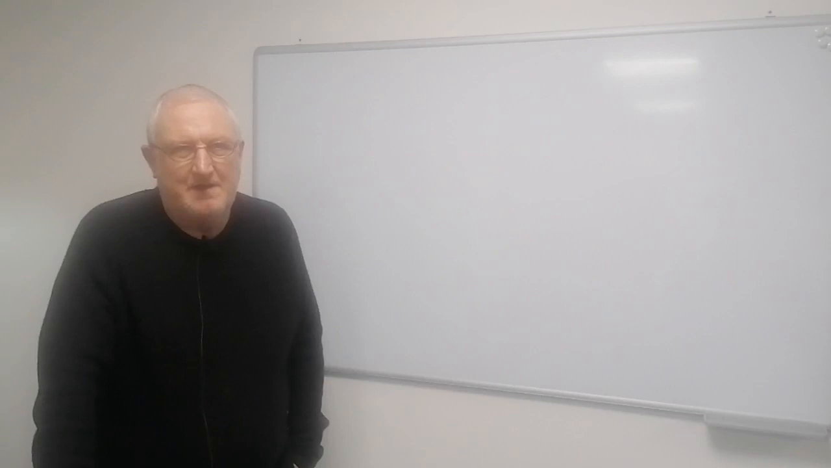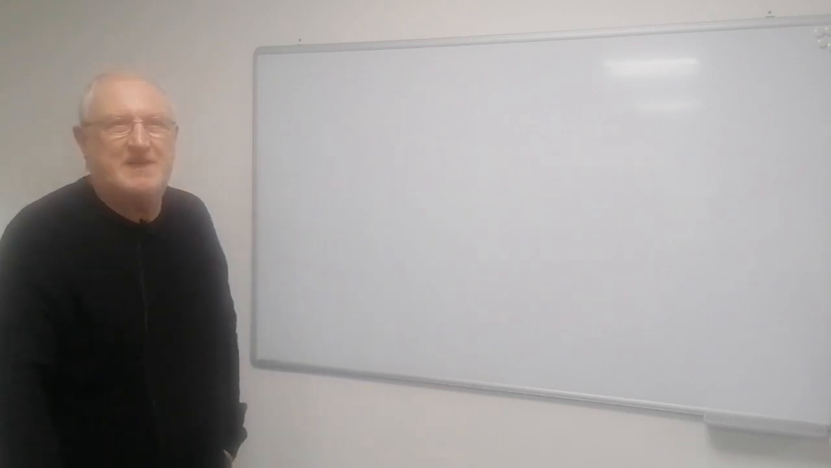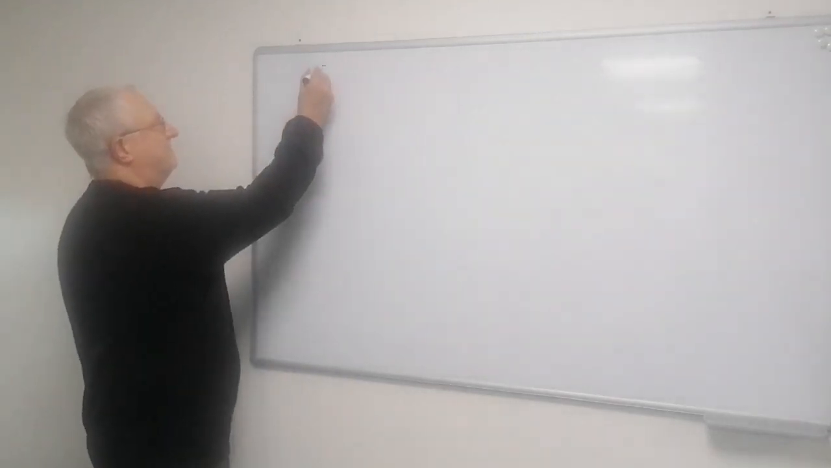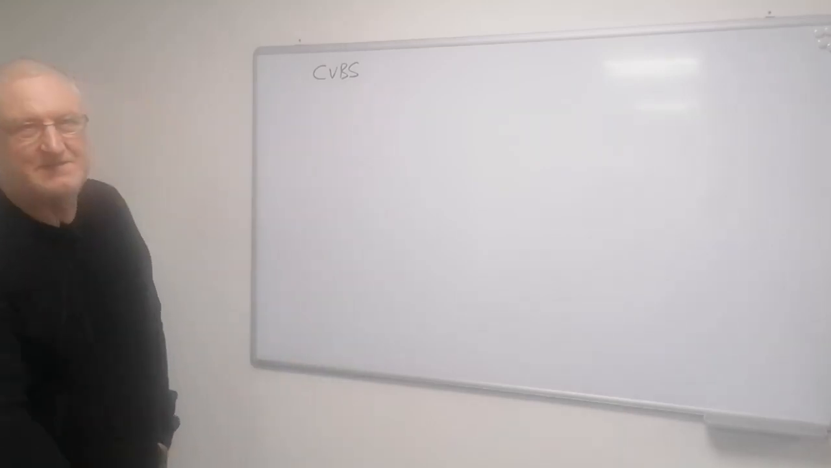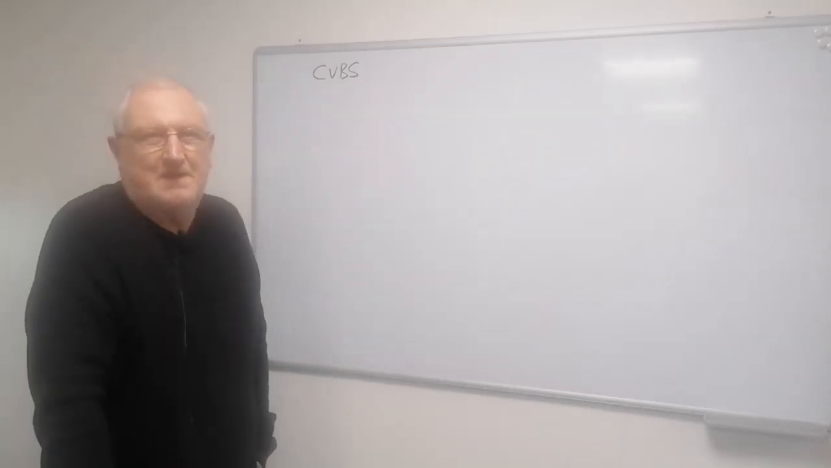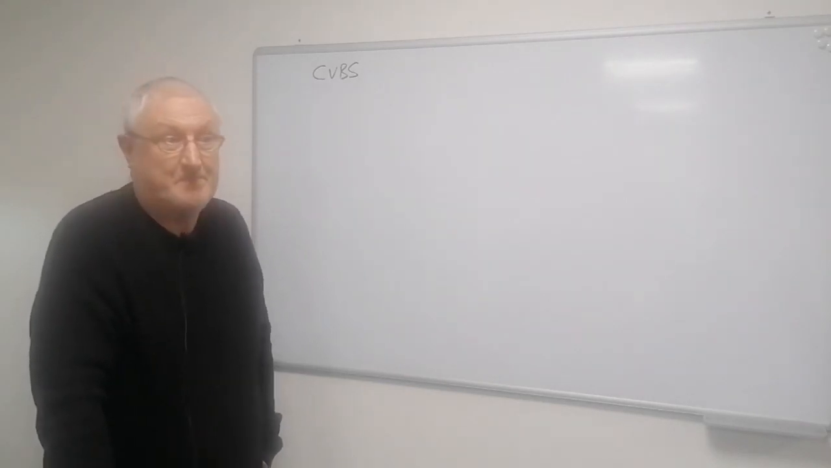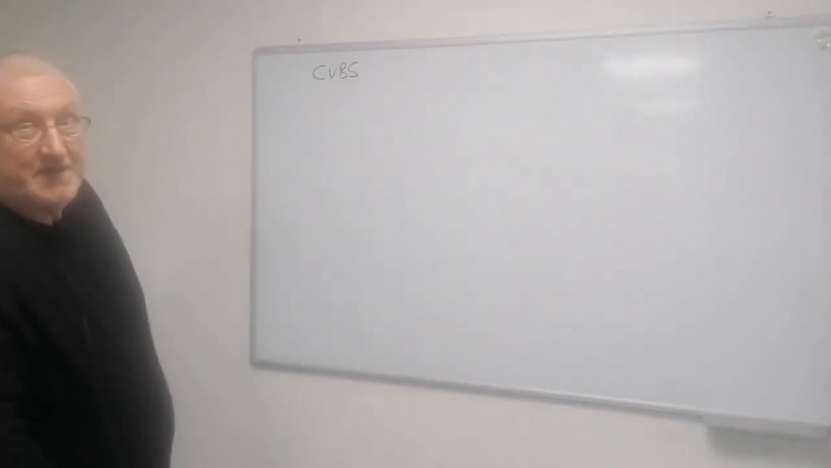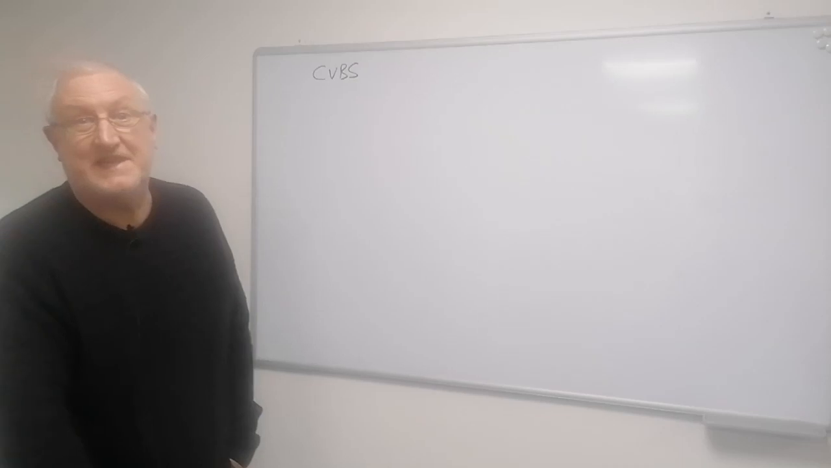To begin with, we really have to go back quite a long time to the invention, if you like, of what's called CVBS video. CVBS is a generic term that encompasses the known videos such as NTSC and PAL. C stands for color, V stands for video, B for blanking, S for sync.